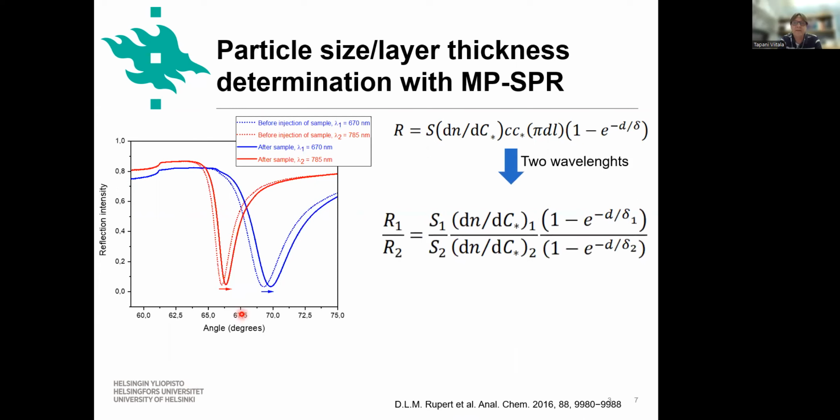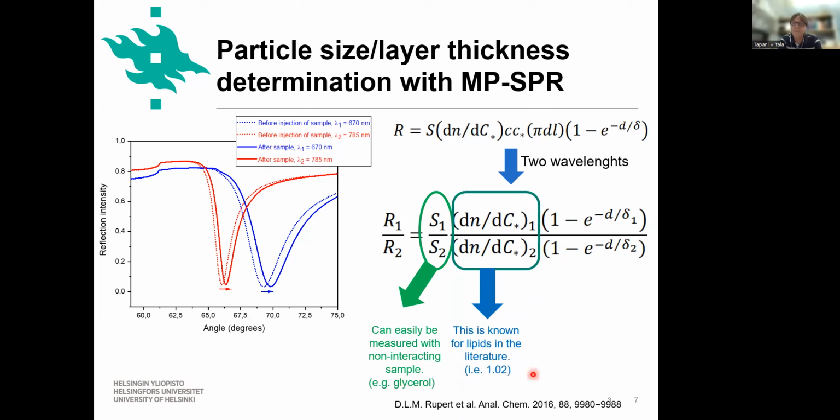Then if we take the ratio of these two responses, we get an equation system like this. It looks rather complicated, but it's actually rather simple, because we can calibrate or measure this sensitivity ratio at two different wavelengths by using a non-interacting sample, glycerol or xylitol or something else. But then we need to know the dn/dc ratio at two different wavelengths. This is often known for proteins or lipids in the literature, and it's quite close to 1 oftentimes.